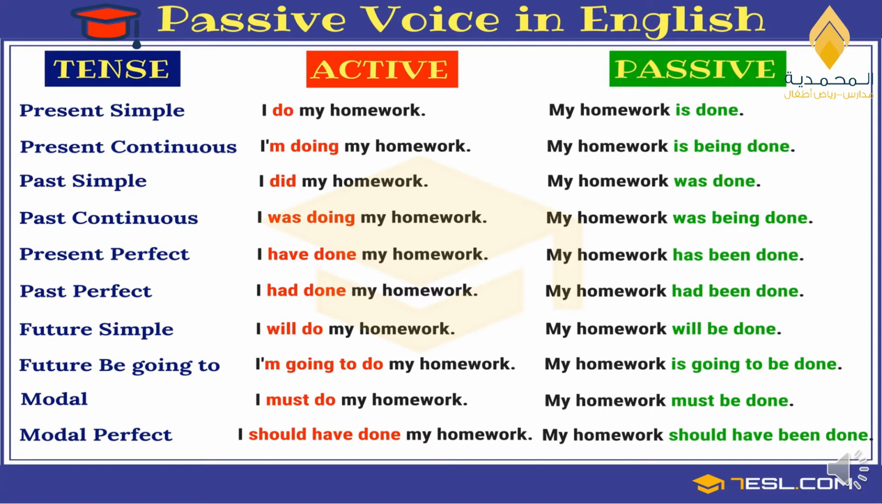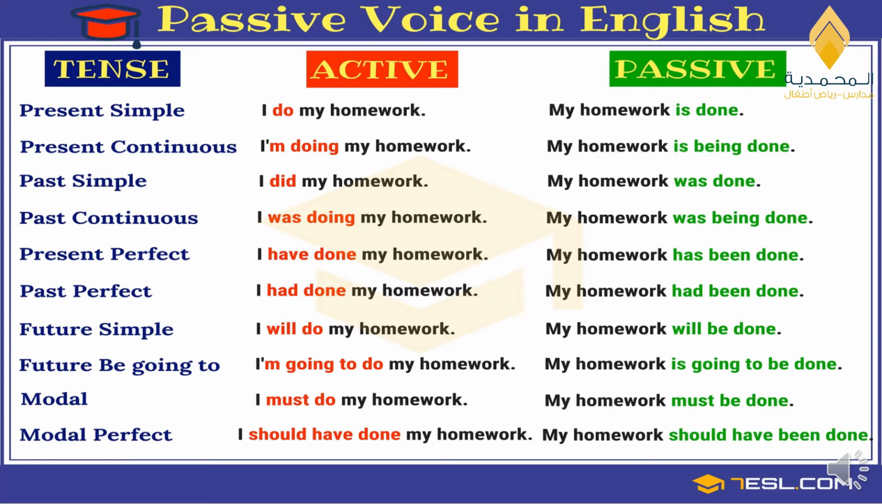My homework is done. If I have a present continuous, I'm doing, I have to use either is being, are being, or am being. The suitable one here is is being because my homework is singular, then the verb 3, done. But if I have a past simple sentence, when I say I did my homework, I have to say my homework was done. I was doing my homework: was being done. I have done my homework, here we have a present perfect sentence. My homework is singular, so I have to use has been done.